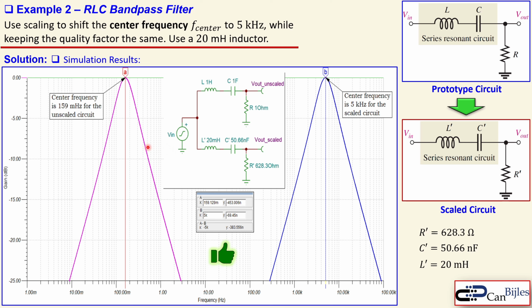Alright guys, we have now discussed two different examples where we use the magnitude and the frequency scaling factor, first with the low pass filter and then this time with a band pass filter.